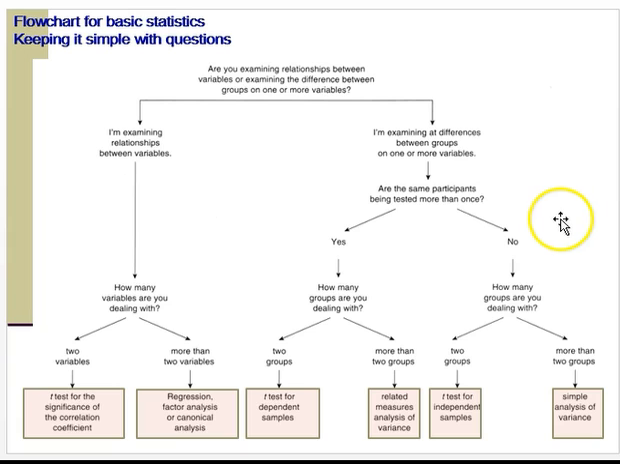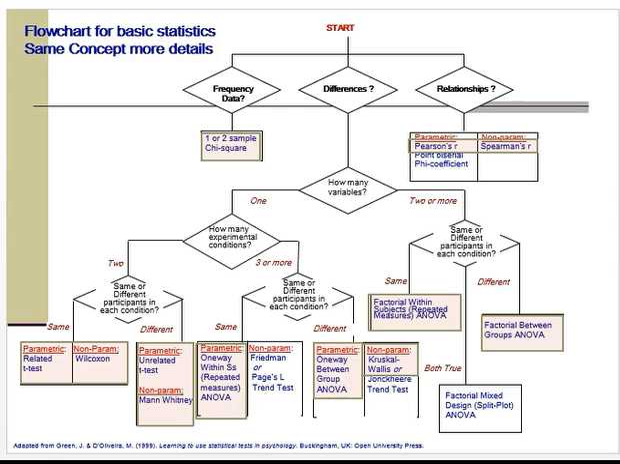If we have independent observations, again, how many groups? If it's just 2 groups, it's a t-test, and if it's more than 2 groups, it's an ANOVA. So this is just one example of a key you can use. I have another one that's a little bit more complicated, and this one works the other way around.